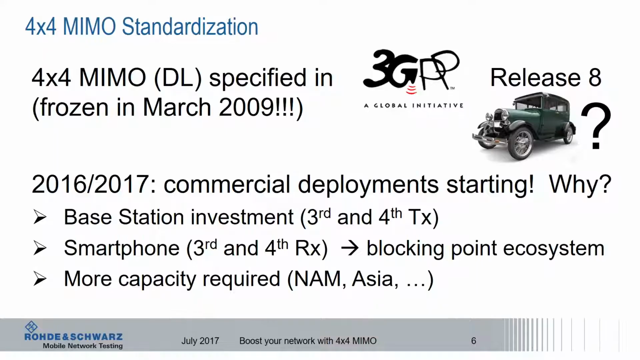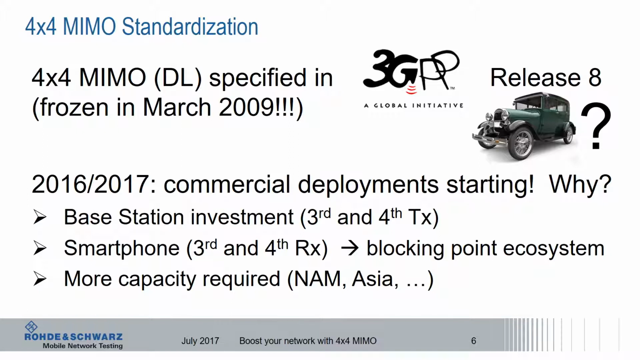Why could we overcome these barriers now? Basically because the pressure increased and we need more capacity in certain regions of the world like North America and Asia. And the requirements were stronger now for supporting 4x4 MIMO. In the last years, we could increase the LTE capacity by using more frequency carriers, more spectrum. Carrier aggregation was used for higher data rates. But this is not really sufficient anymore, and we need to use the air interface resources more efficiently, and therefore 4x4 MIMO was more important.